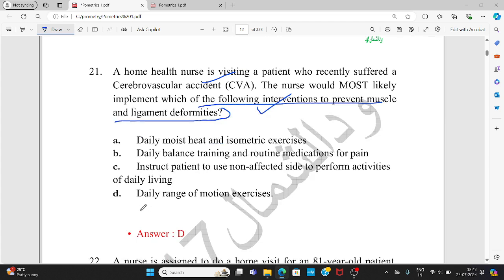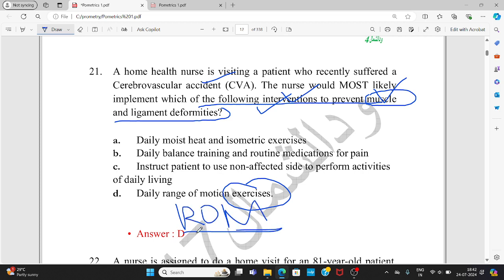With this question, something has happened with the muscle, so you are going to prevent the deformity of the muscle. So it is an intervention, and it should be an exercise. Okay, so ROM exercises are the most commonly used exercises as physio for the prevention of disability that has happened during stroke. The other options are daily moist heat and isometric exercises, daily balance training.